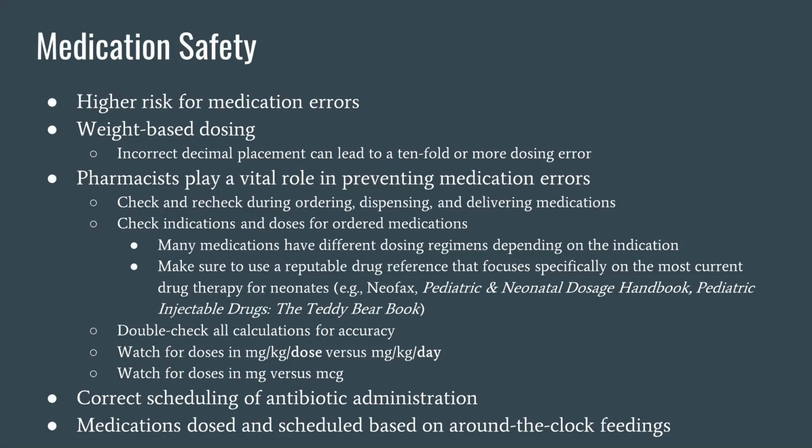Neonatal dosing is not available in every drug reference. So some good ones are Neofax, which we have access to here through Micromedex, the Pediatric and Neonatal Dosage Handbook, and the Harriet Lane book. Also make sure you're double checking all your calculations for accuracy. Again, any tiny error in dosing can be a big difference in these really small patients.